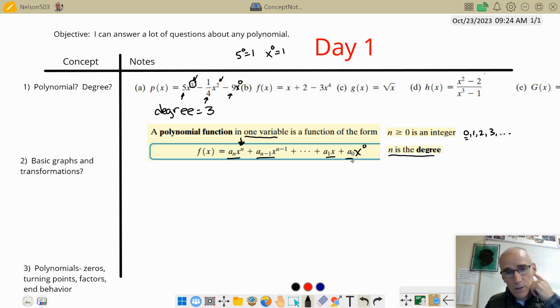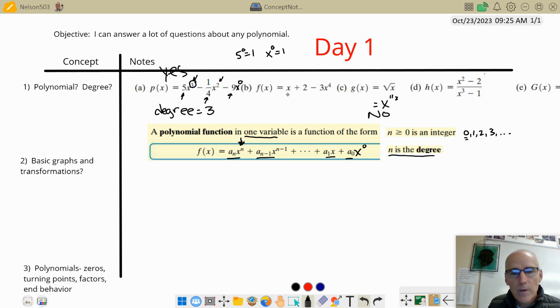This is what a polynomial is, all right? Let's look for one that's not a polynomial in these ones up here. This guy right here is not a polynomial. Why not? Because the square root of x is the same thing as x to the 1/2 power. So this is no, not a polynomial. This was yes, it is a polynomial, and the degree was 3.